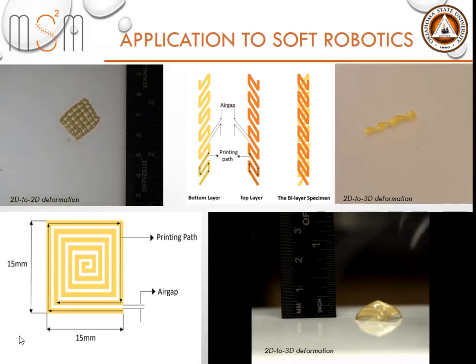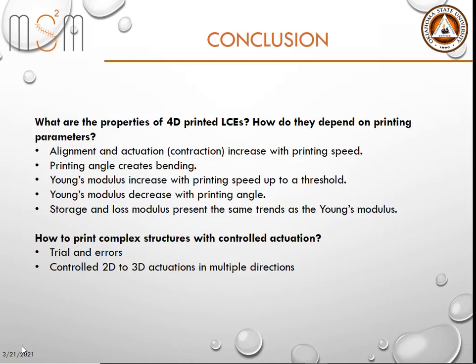All of these shape morphings are reversible, and the shape shiftings happen without the help of any conventional means of robotics like electrical or digital signals. So, in conclusion, we came up with the following findings.